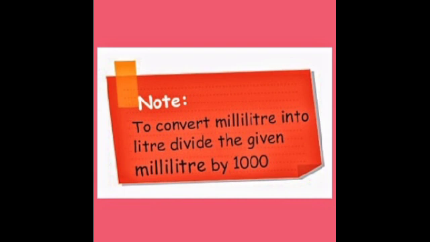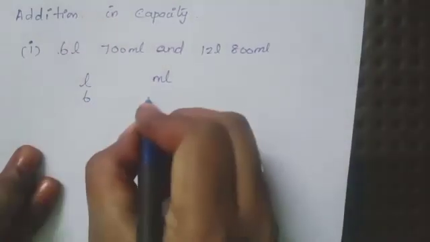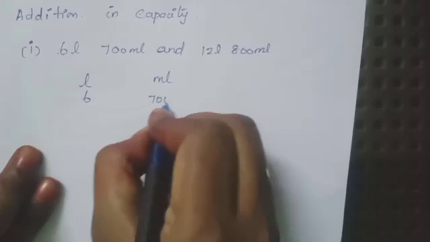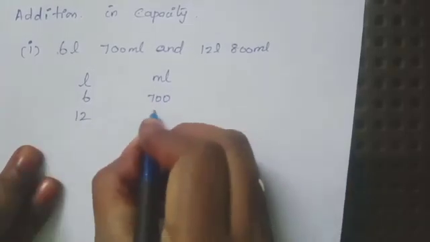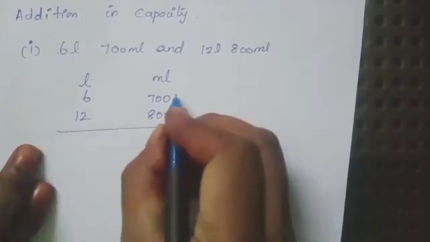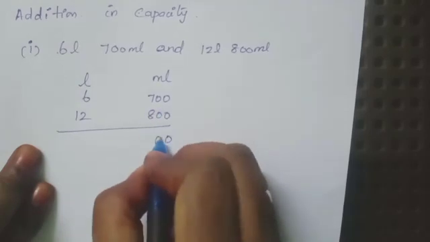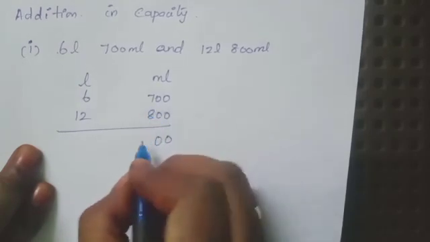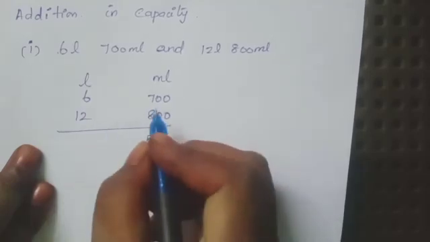Let's move on to the sums. First one, addition in capacity. Add 6 liter 700 milliliter and 12 liter 800 milliliter. First we write the units liter and milliliter. Under that we write the appropriate numbers: 6 liter, 12 liter, 700 milliliter, 800 milliliter. Now add all the numbers.